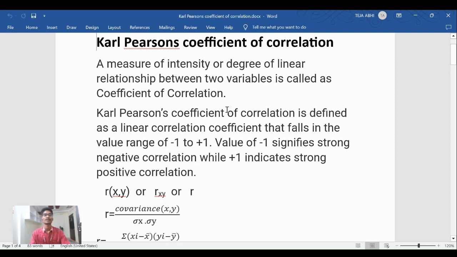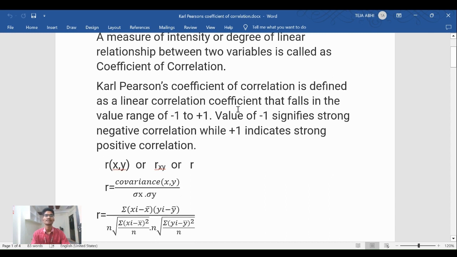One famous mathematician discovered a method to find the coefficient of correlation, and his name is Karl Pearson, and the method is Karl Pearson's coefficient of correlation. It is defined as a linear correlation coefficient that falls in the value range -1 to +1, which means the value must be between -1 and +1. -1 shows a strong negative correlation, while +1 shows a strong positive correlation.